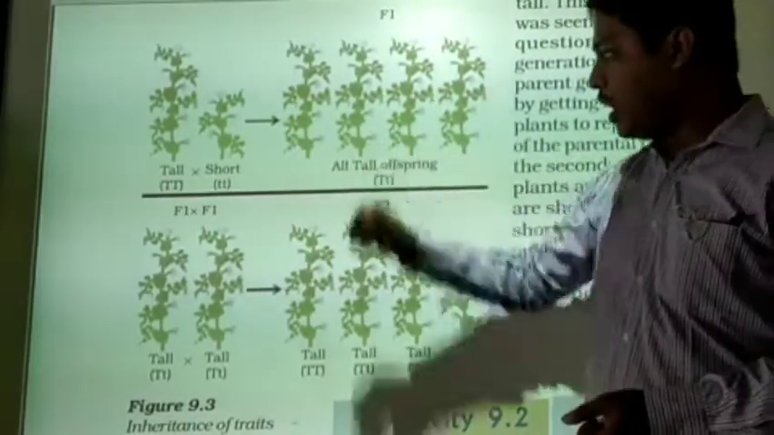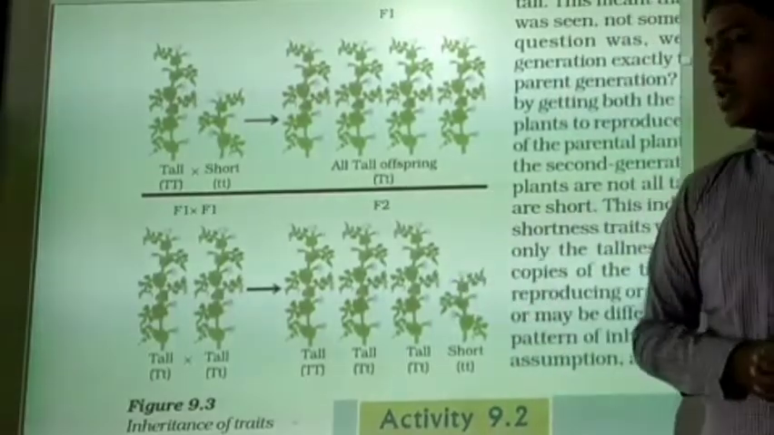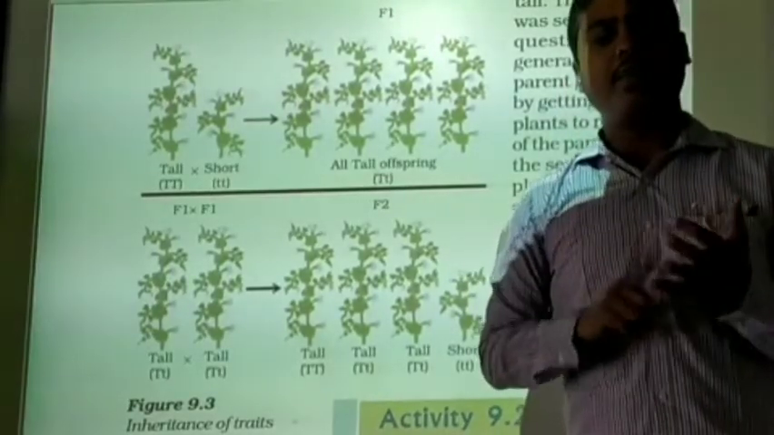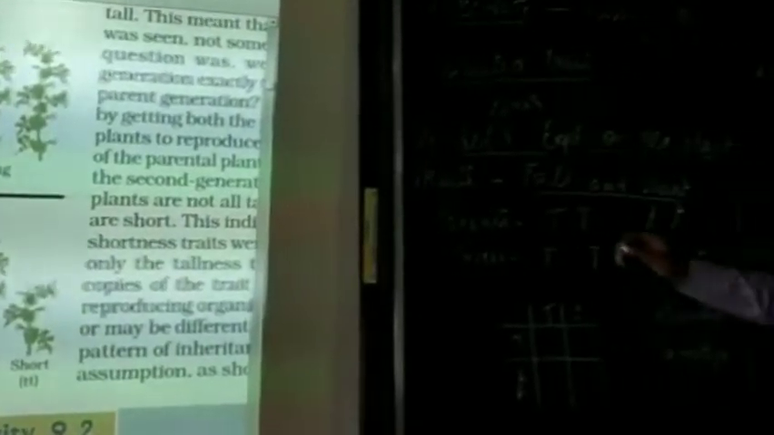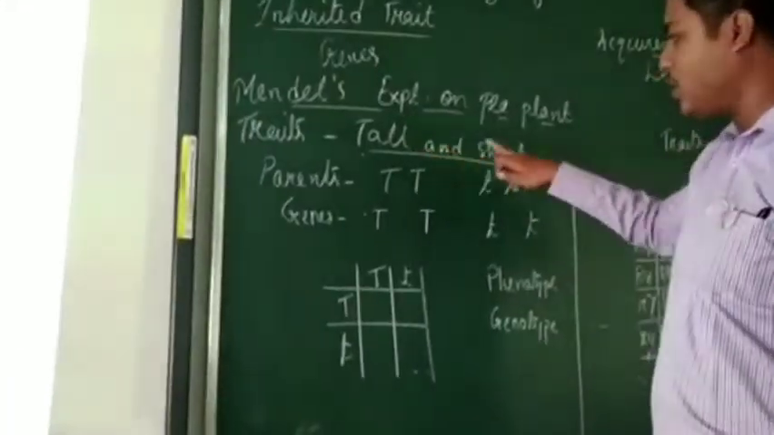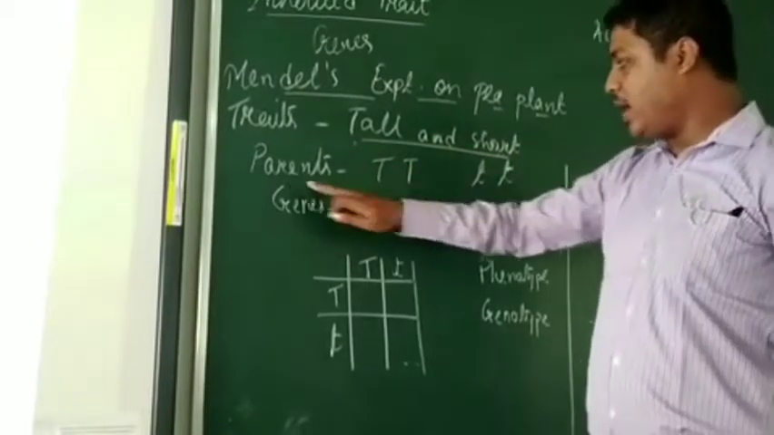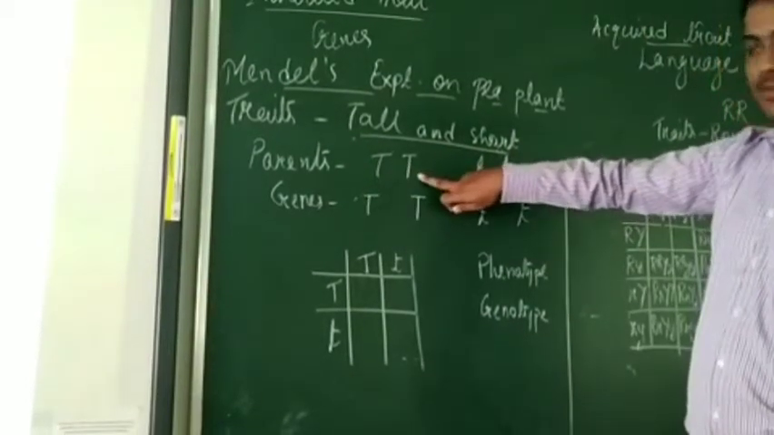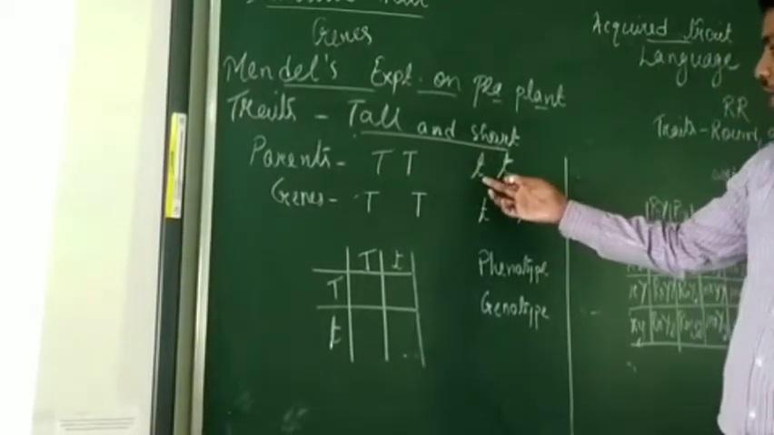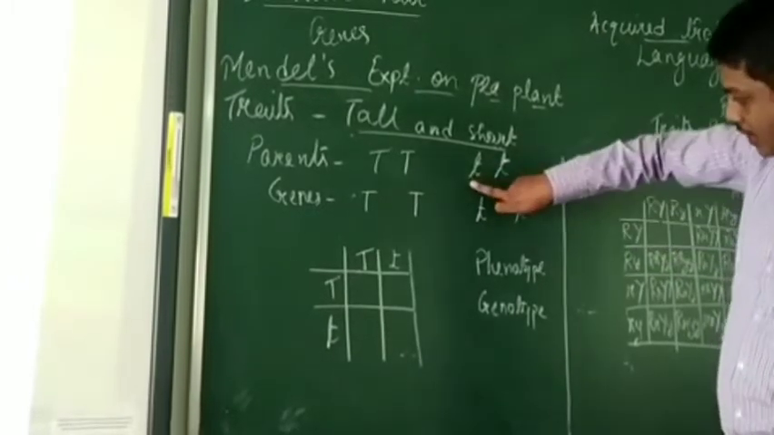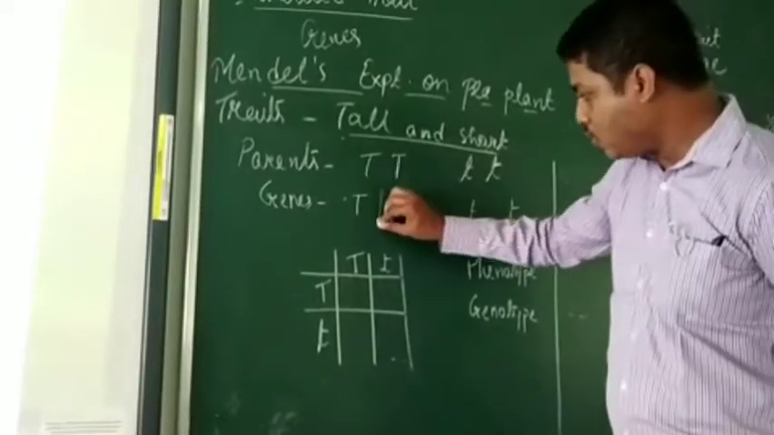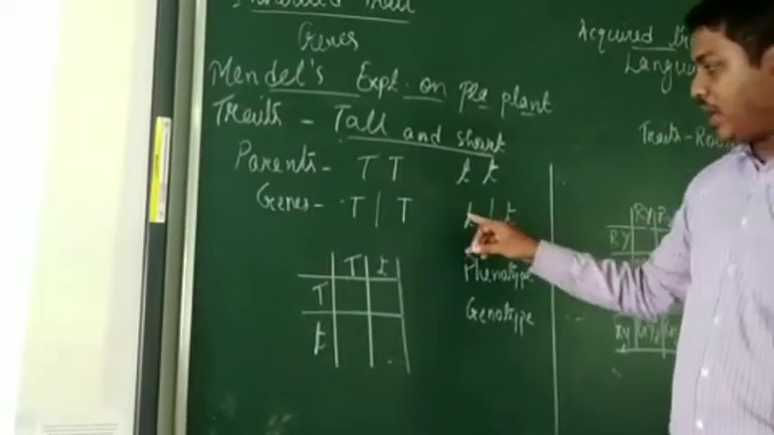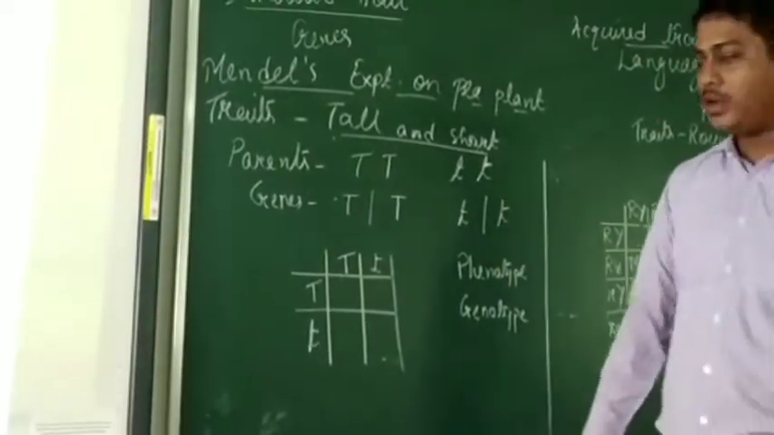So from this picture, what we have to consider is the phenotype and genotype. Let us see how the phenotype and genotype are worked out. He has considered traits as tall and short. His parents were, suppose, capital T for the tall, and for the short we have taken the genotype as small t. So you have to divide this into 2 parts. Capital T will be divided into 2 parts, and small t will be divided into 2 parts.